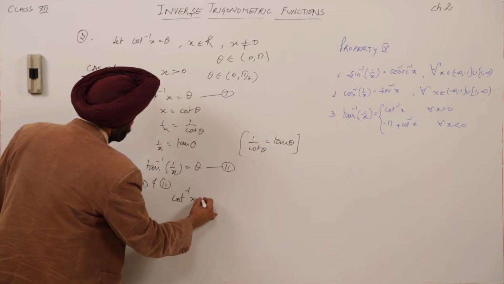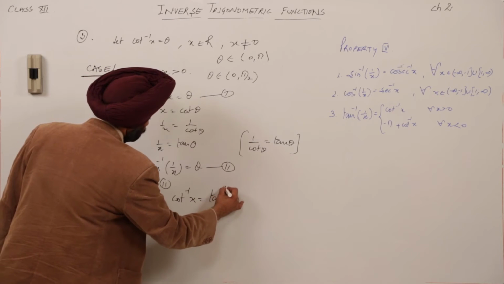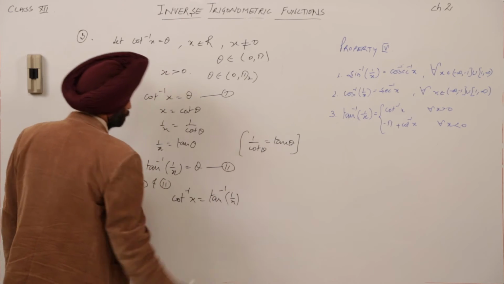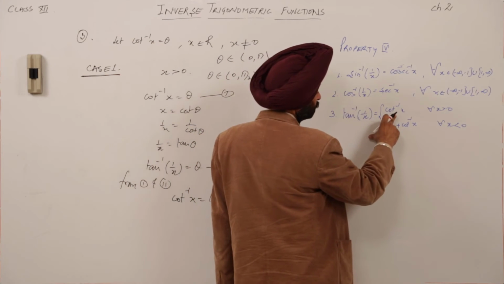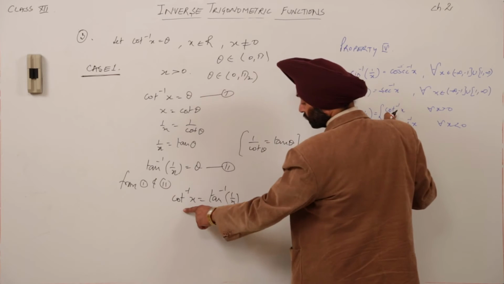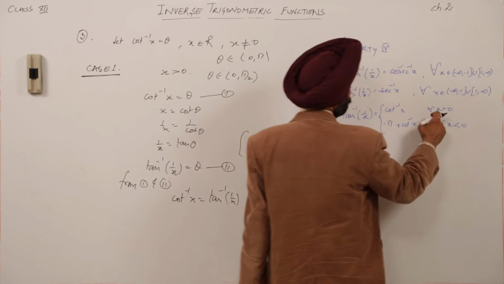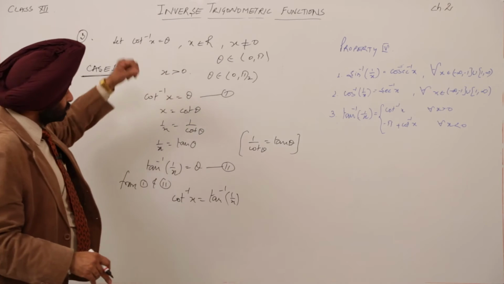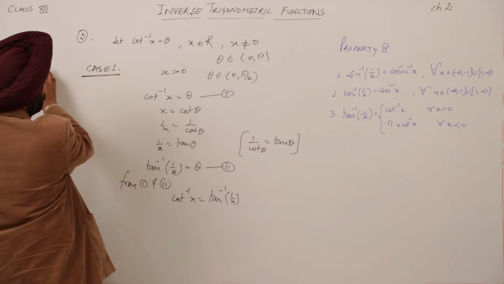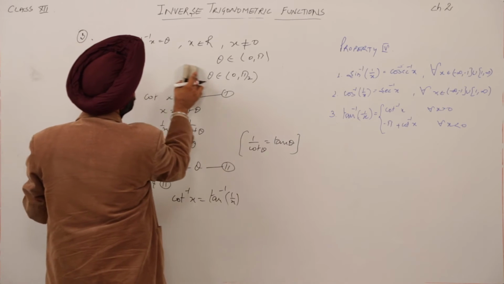Cot inverse x is equal to tan inverse 1 by x. So this was our first condition: tan inverse 1 by x, we get cot inverse x, we have proved it, cot inverse x is tan inverse 1 by x when x is greater than 0. So this was case number 1.